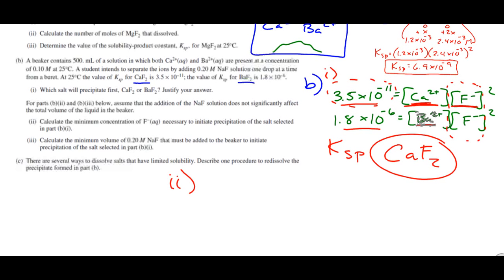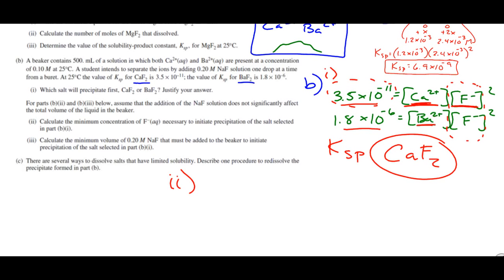It says for parts Bii and Biii below, assume the addition of NaF solution does not significantly affect the total volume of the liquid. So the molarities don't change, because of the volume. Calculate the minimum concentration of F minus necessary to initiate precipitation of the salt selected in part Bi.